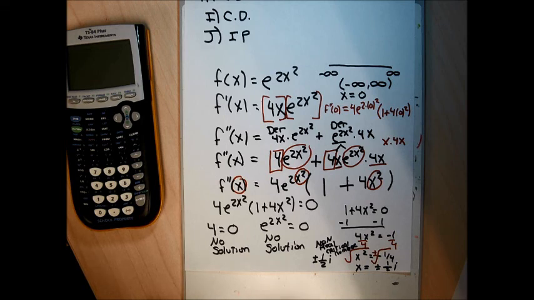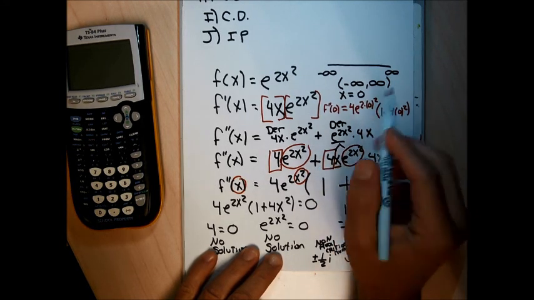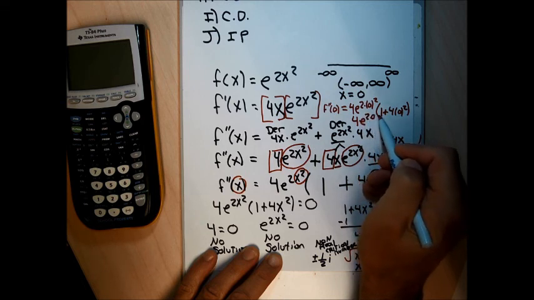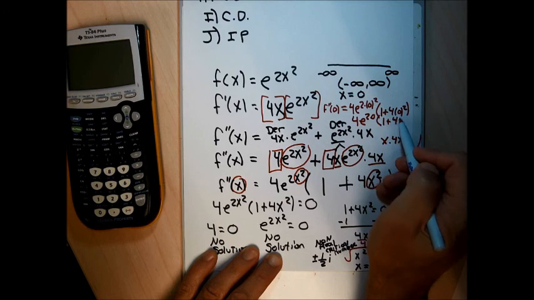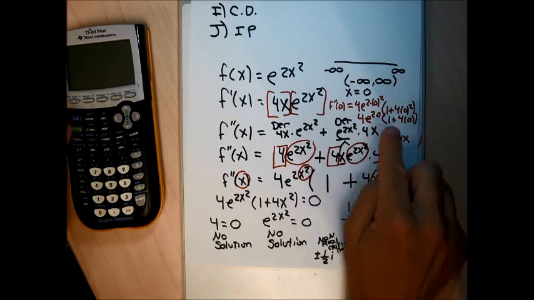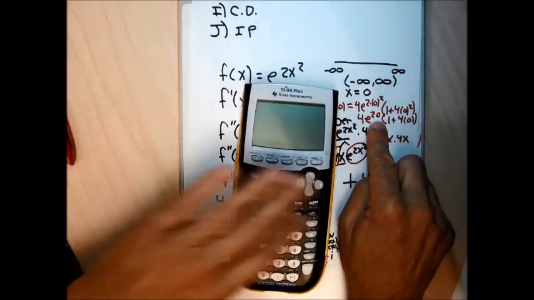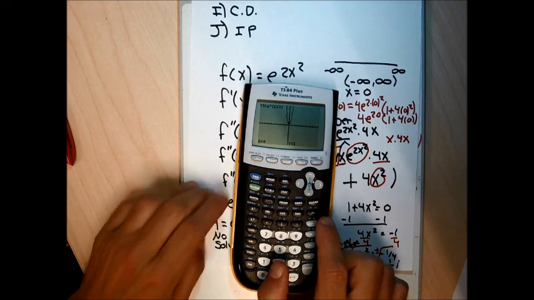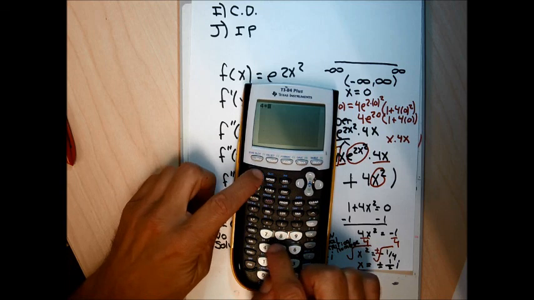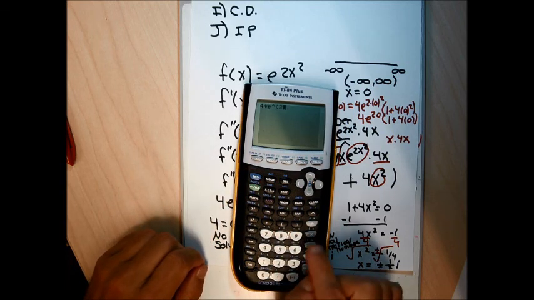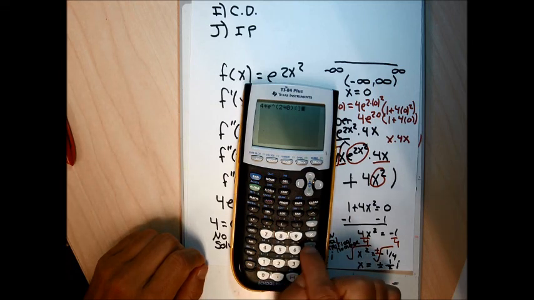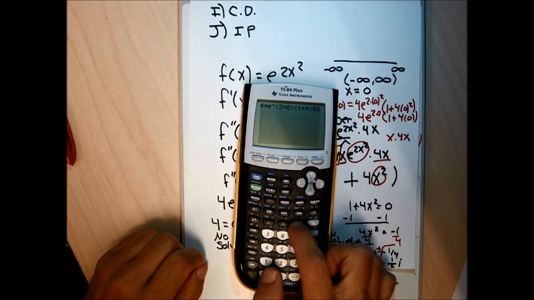When I go to do this on my calculator, I know that 0 squared is 0, so I'm going to go 4e to the 2 times 0 times 1 plus 4 times 0, just to make it a little bit easier on myself. And the more work I do in my head, the less I have to type on my calculator. Let me try this real quickly. I'll go 4 times second ln e to the 2 times 0, and then close out the parentheses, and then parentheses 1 plus 4 times 0.